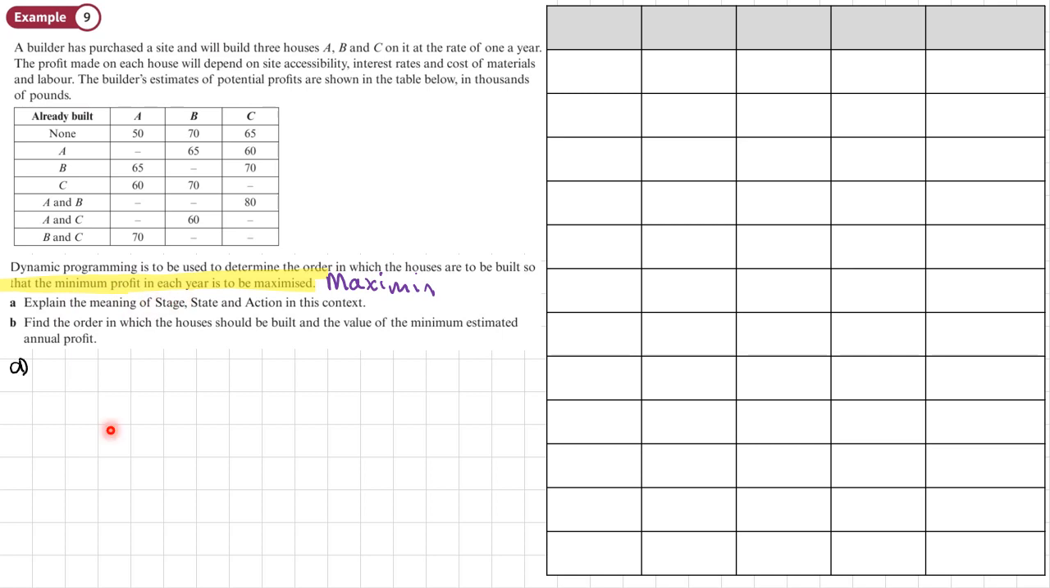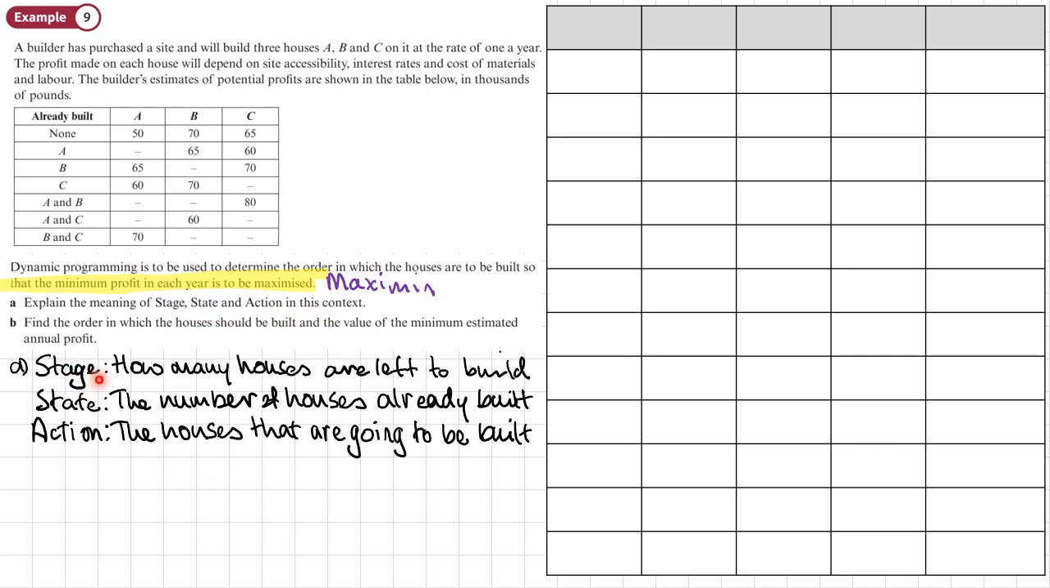Starting with part A, what we need to do is explain the meaning of stage, state and action in this context. So stage, this is how many houses are left to build. The state, this is the number of houses that have already been built. And the action, this is the number of houses that are going to be built. And part B, find the order in which the houses should be built and the value of this minimum estimated annual profit. So this is dynamic programming again.